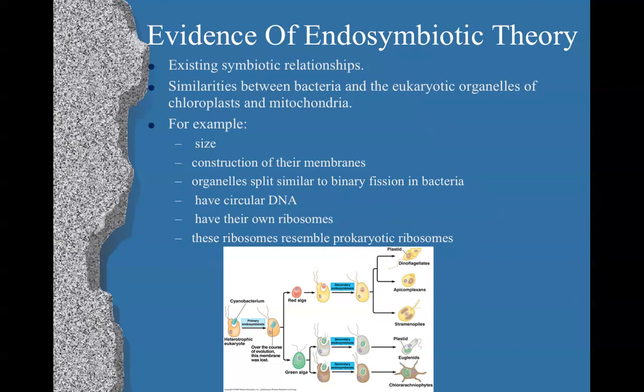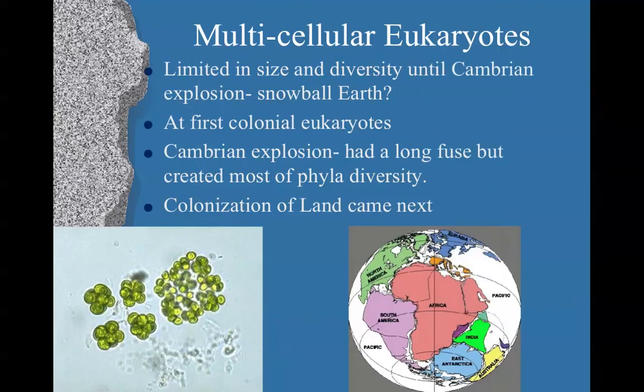They also have their own circular DNA. So you may have heard before of mitochondrial DNA. The mitochondria has its own DNA. The chloroplast also has its own DNA, and you'll remember that prokaryotes have circular DNA, which we find in both of these organelles. They also have their own ribosomes. Well, if they have their own DNA and they're making their own proteins, you need to have their own ribosomes, and these ribosomes resemble prokaryotic ribosomes. Remember that this has to do with the two subunits that make our snowman-like looking structure.